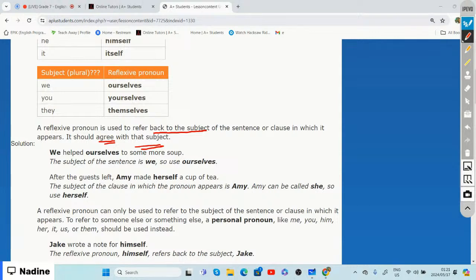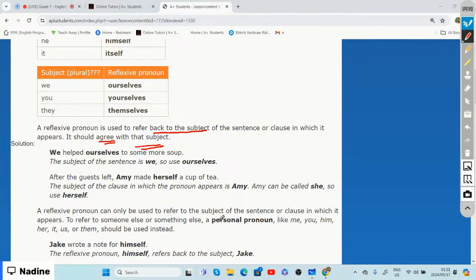All right. So we said a reflexive pronoun can only be used to refer to the subject of the sentence or clause in which it appears. For example, myself referring to I, herself referring to she, himself referring to he, right? That is a reflexive pronoun referring only to the subject of the sentence.